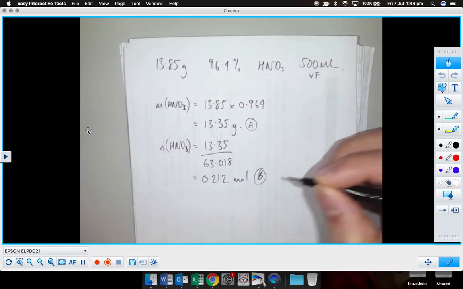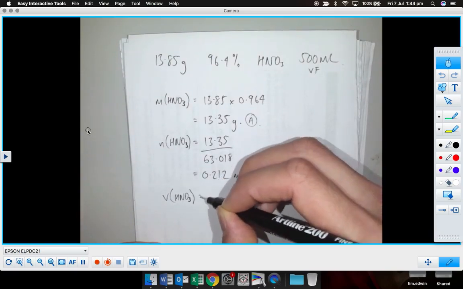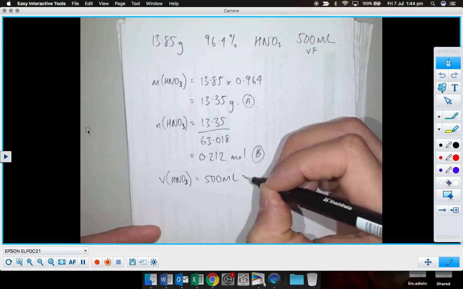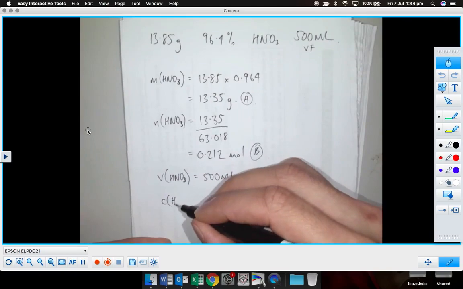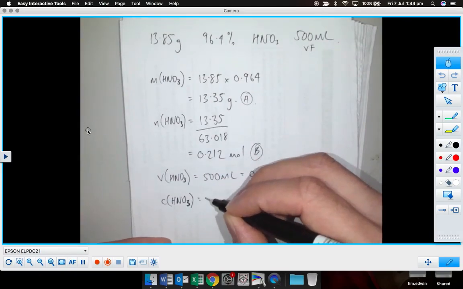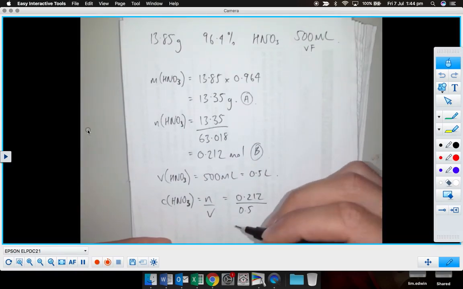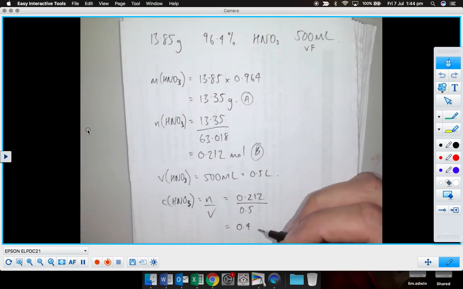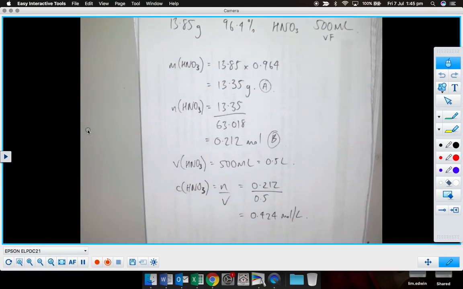All right. Now I need to work out the volume. The HNO3 was made up in a 500 ml volumetric flask. So the volume is 500 mL, which is also equal to 0.5 liters. Remember that volume needs to be in liters. Then I can work out the concentration of HNO3, which will be equal to n on V, which will be equal to 0.212, which is B, over 0.5, which happens to be 0.424 moles per liter.